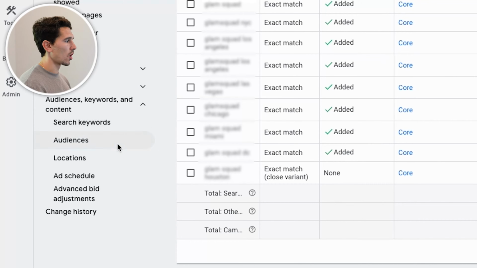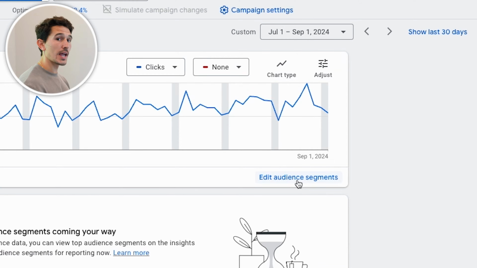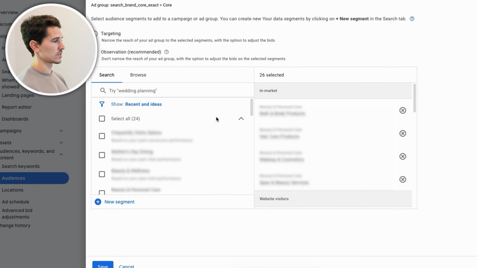Now, the next thing you want to look at when you're optimizing, and really, actually, this is kind of a setup thing plus optimizing, is your audiences. So what you want to do is on the left-hand side, click on the audiences and then click edit audience segments. What this is going to do is allow you to set up campaign observation audiences. So as you can see right here, I have 26 different ad group and campaign observation audiences. Generally speaking, I recommend setting all of these up at the campaign level. And what you want to do is just create as many relevant in-market and customer cohorts as you possibly can.